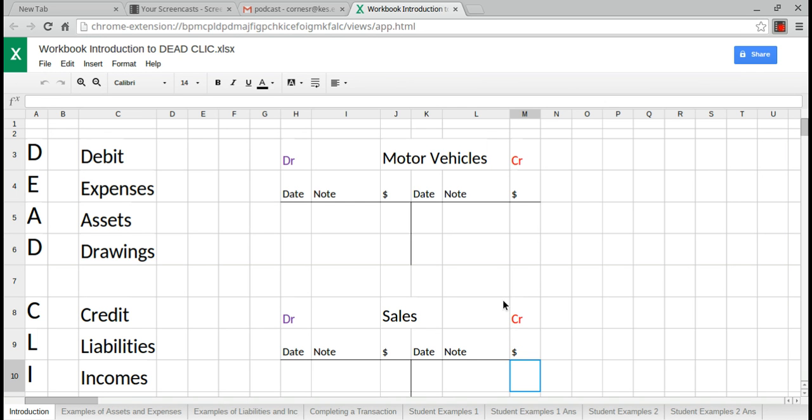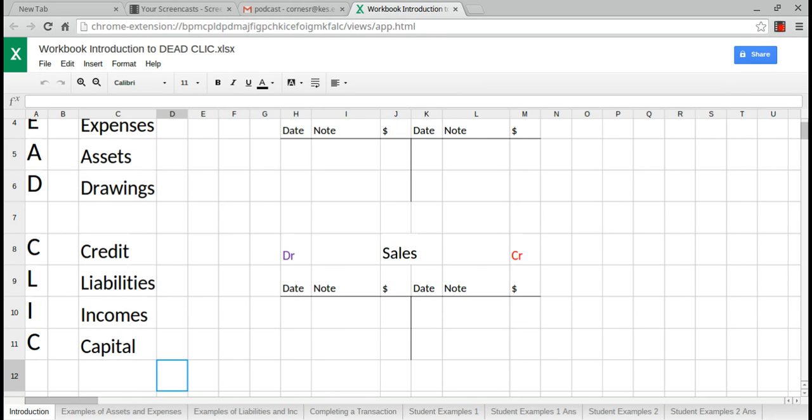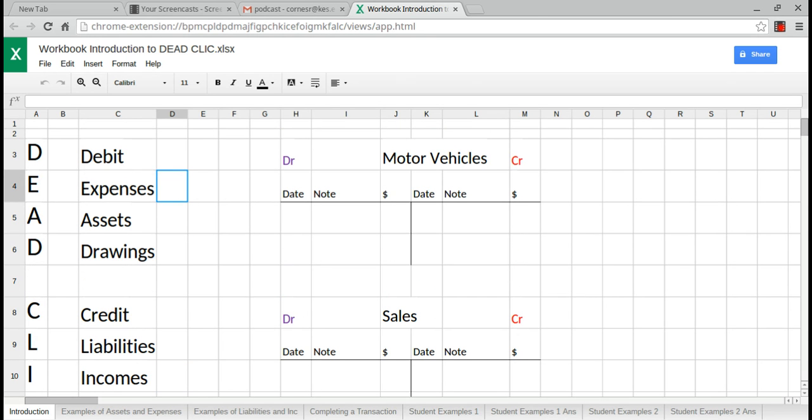Okay, the first thing that we need to know is a really quick introduction to DEADCLIC. DEADCLIC stands for debit: expenses, assets and drawings, and credit: liabilities, income and capital. We'll go through in a minute what we mean by expenses, assets and drawings, liabilities, income and capital.